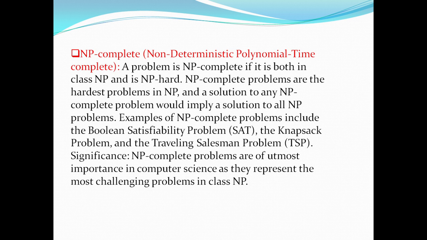NP-complete. A problem is NP-complete if it is both in class NP and NP-hard. NP-complete problems are the hardest problems in NP, so a solution to any NP-complete problem would imply a solution to all NP problems. Examples of NP-complete problems include the Boolean satisfiability problem (SAT), the knapsack problem, and the traveling salesman problem. The significance of NP-complete problems: they are of utmost importance in computer science as they represent the most challenging problems in the class NP.